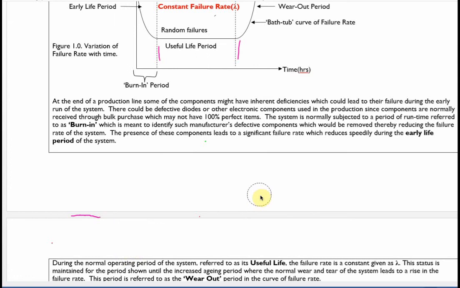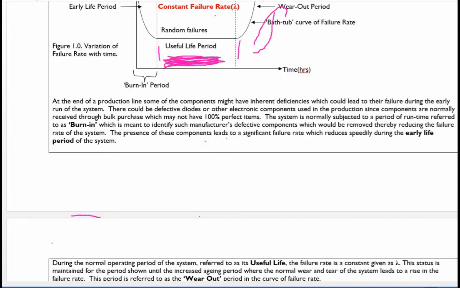during the normal operating period, it is referred to as the useful life, and here the failure rate is constant. That is the useful life period, and the status is maintained for a very long period of time. After that, we move on to the wear out period, wherein the failure rate now increases exponentially. But what we should not forget is this region, the useful life period, wherein the failure rate is constant.